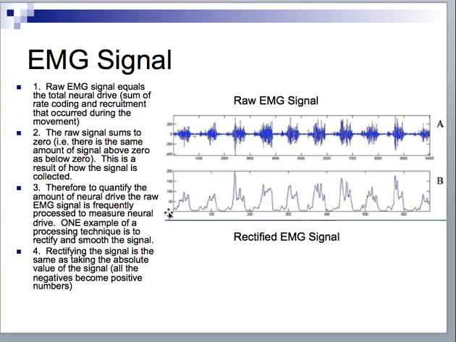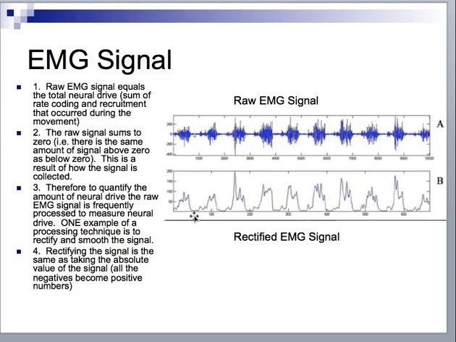So what is more valuable to us at times is something we call the rectified EMG signal. Because of the way we process and collect it, the EMG signal sums to zero. The negatives are equally as important to us as the positives because they both indicate the neural drive to the muscle. So if we just take the absolute value, which is the same thing as rectifying the signal, we convert all the negative values on this top graph to positive, and we get an outline of the neural activity that looks like this.